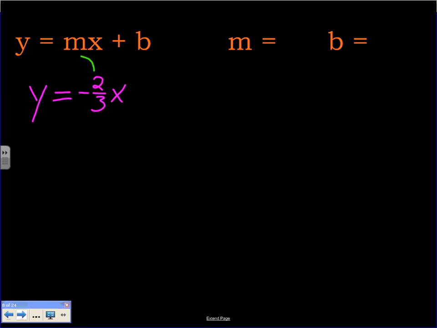So there's your m, and there's your b. So m is negative 2/3. That'll be your slope. And your y-intercept is 0.